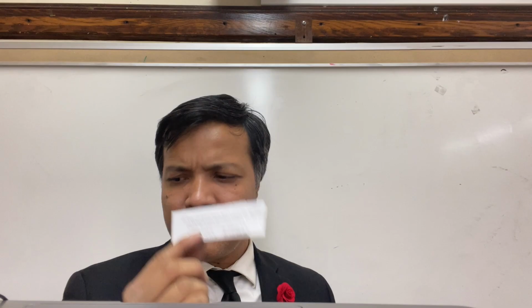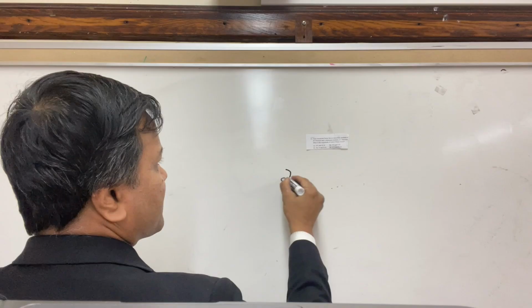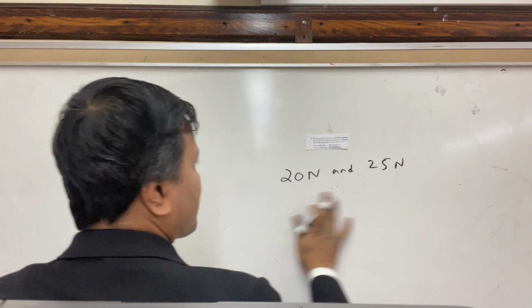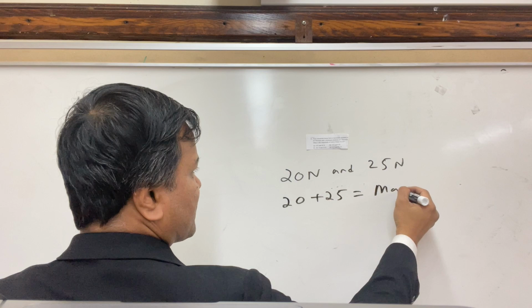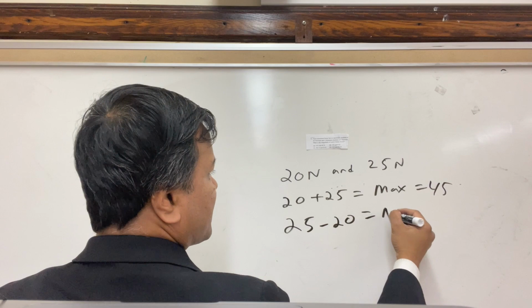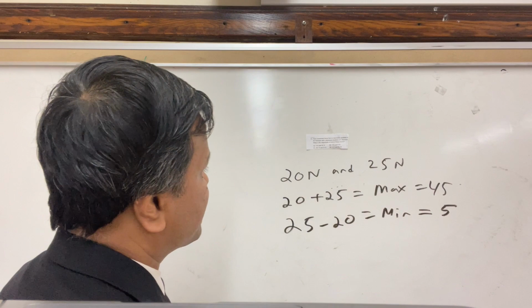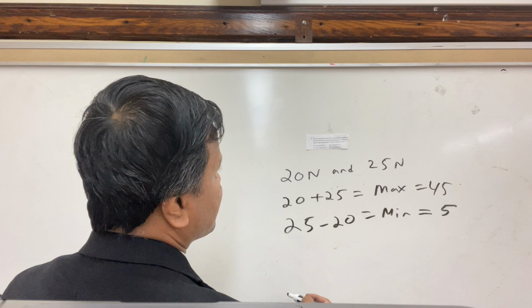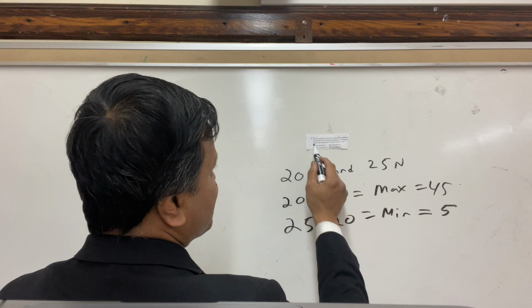So, number 12: 20 and 25 Newton, because 20 plus 25 gives you the max, which is 45, and 25 minus 20 gives you the min, which is 5. So yeah, it is option number C, because that can give you the range from 45 to 5.